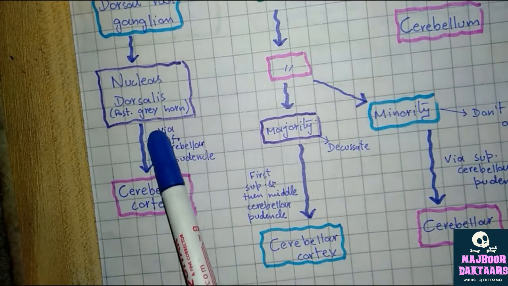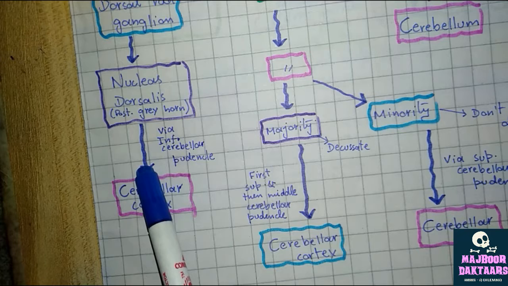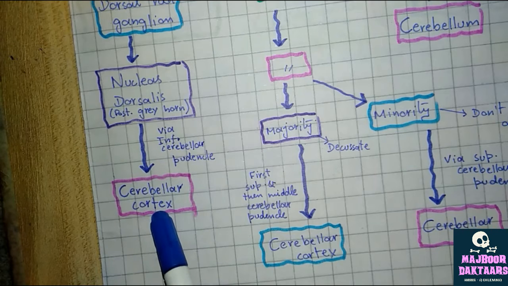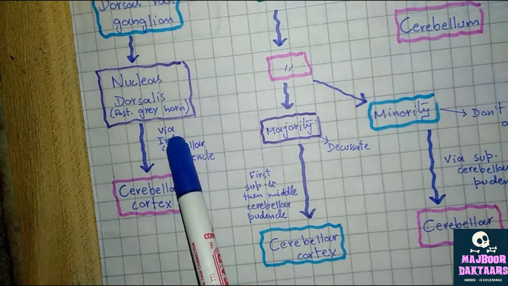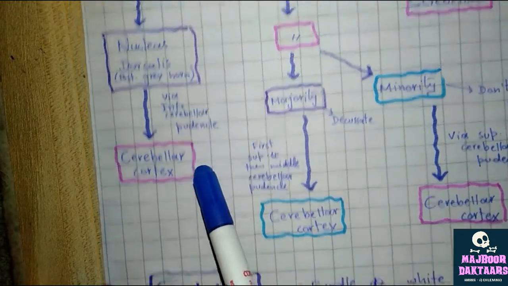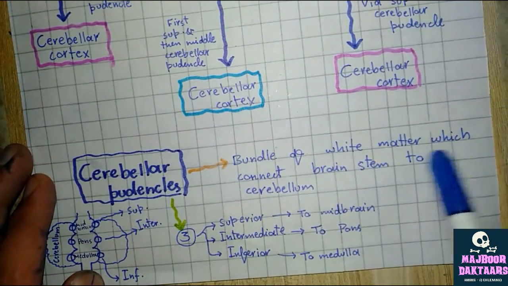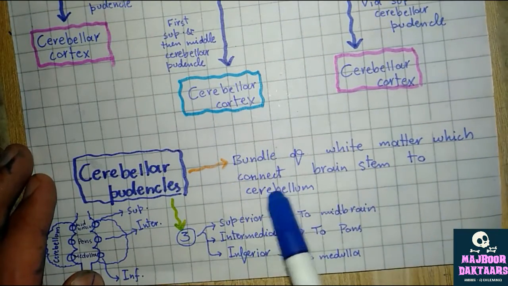In the posterior spinocerebellar pathway, the fibers go upward through the medulla into the cerebellar cortex. How do they go into the cerebellar cortex? It goes via the inferior cerebellar peduncle. What is the cerebellar peduncle? The cerebellar peduncle is a bundle of white matter which connects the brainstem to the cerebellum.